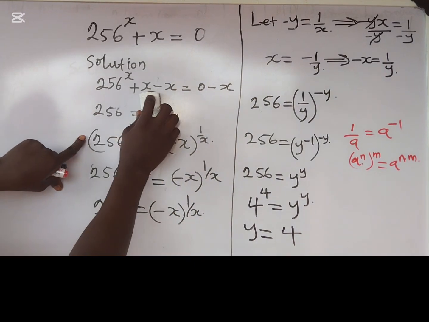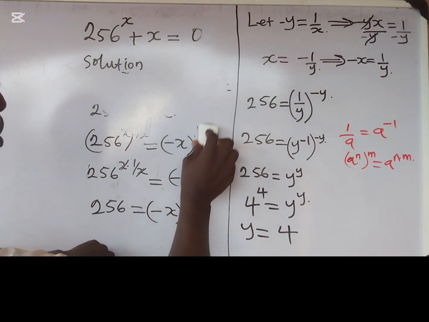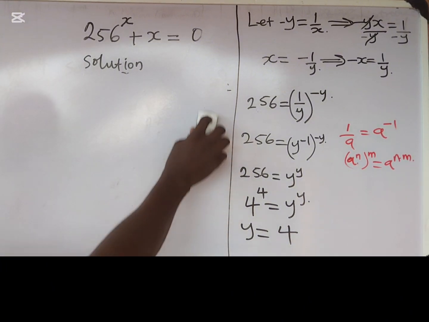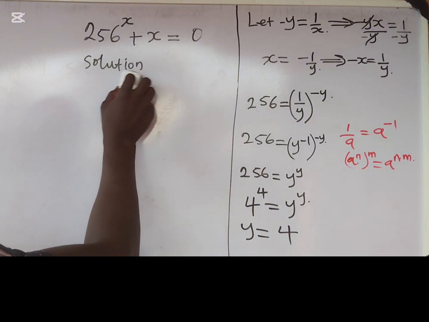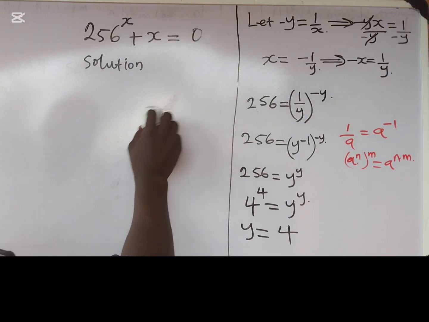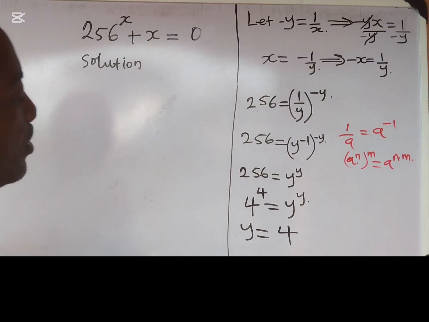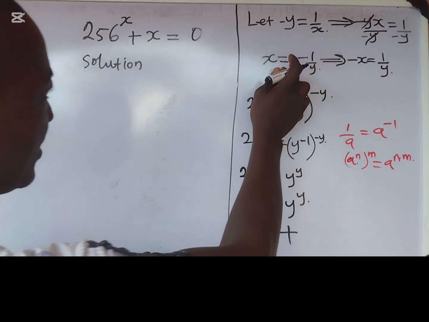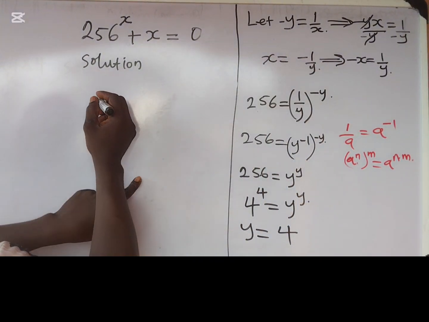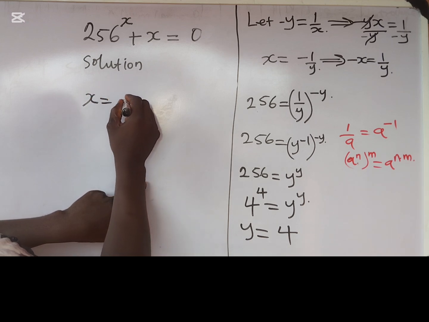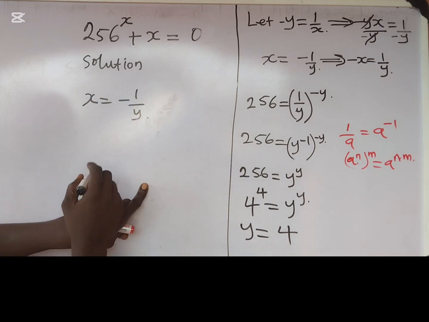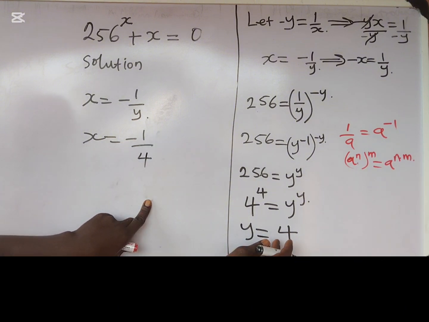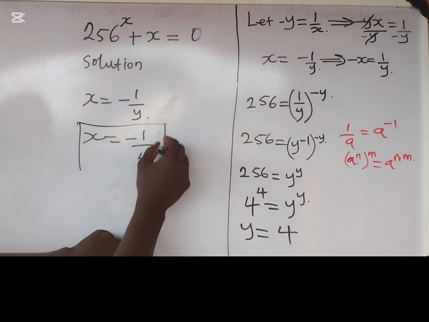But remember, we are not looking for y, we are looking for x. Our question is not to find the value of y, but to find the value of x. y was just an assumption we made along the line when we were solving the question. So x is equal to minus 1 over y. We're going to make use of this to get the value of x. If x is equal to minus 1 over y, then x is equal to minus 1 over 4, because y is equal to 4. So this is the value of x.